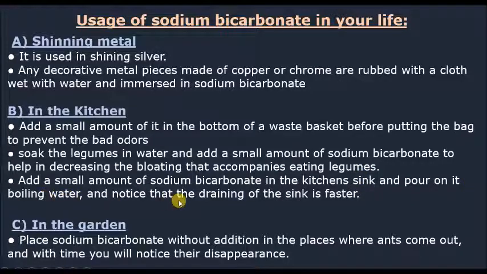Adding a small amount of sodium bicarbonate in the kitchen sink and pour on it boiling water and notice that the draining of the sink is faster. اعتقد كلنا شفنا الاكسبيرمنتس دي في فيديوز على اليوتيوب، ان احنا لما يبقى عندنا الكيتشن سينك فيها اي مشكله او الدرينج فيها بطيء نحط سمول اماونت من الصوديوم بايكربونات ونحط هوت ووتر. الصوديوم كربونات مع الهوت ووتر بيعملوا كليننج للسينك وبيبدا يزود الدرينج اوف ووتر.